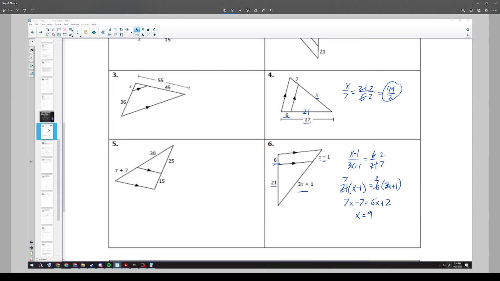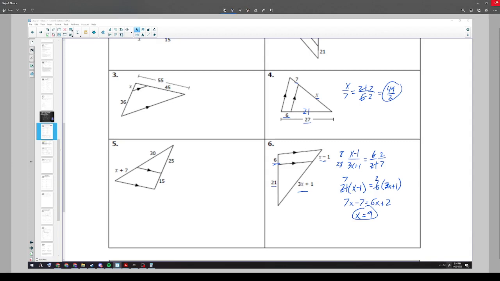If we go back and double check, we'll see if this is equal to 2/7. So we get 9 minus 1 is 8, and 3 times 9 is 27, plus 1 is 28. If we divide those by 4, we do in fact get 2/7, so we have the right answer. We can check it by plugging it back in. So yeah, that's pretty much how we're going to work these problems.